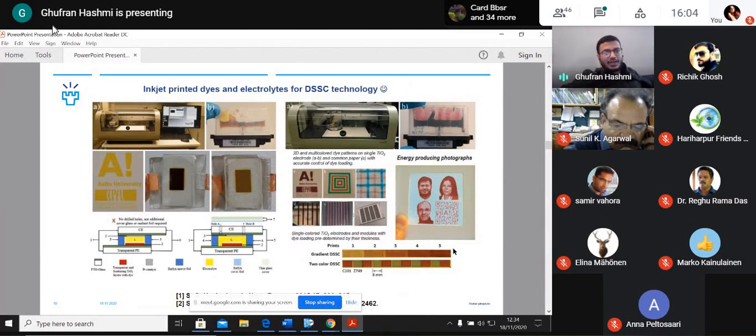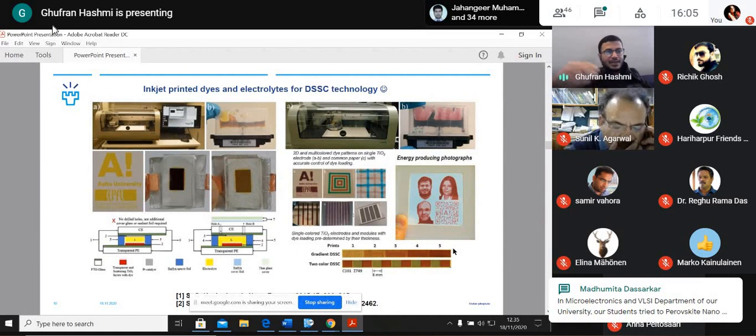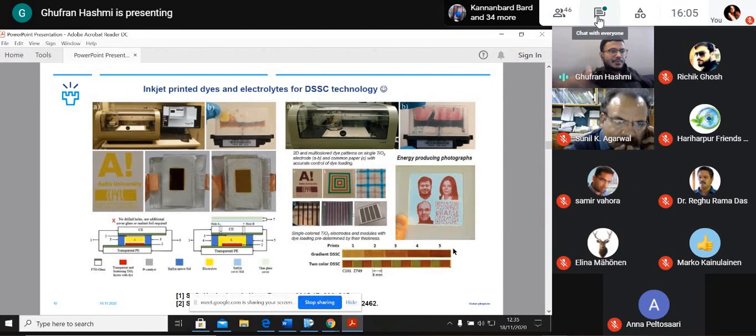So there were some unwanted processes, for example, the infiltration of the liquid electrolyte. You drill holes on the back, on the counter electrode of the cell, and then you infiltrate the liquid electrolyte into it. Not only does it cover extra area because of the drill holes, but also extra cost occurs because you have to seal this hole with a thermoplastic and also a glass cover.